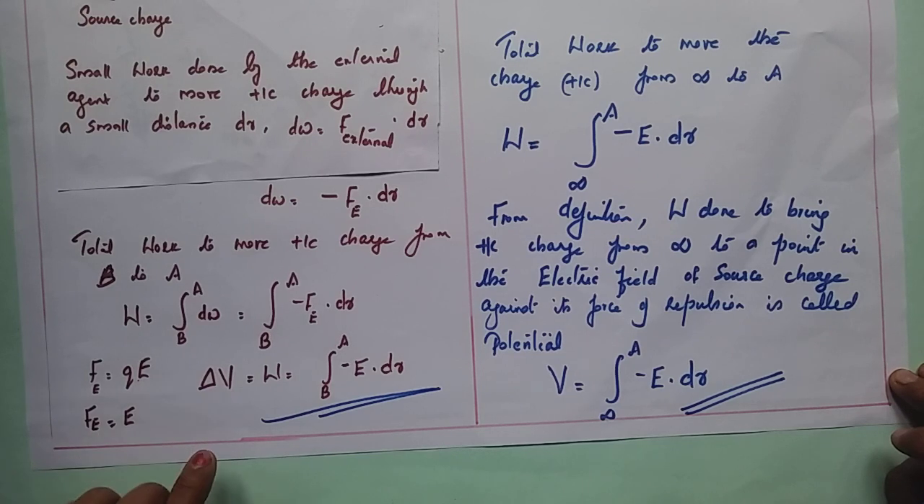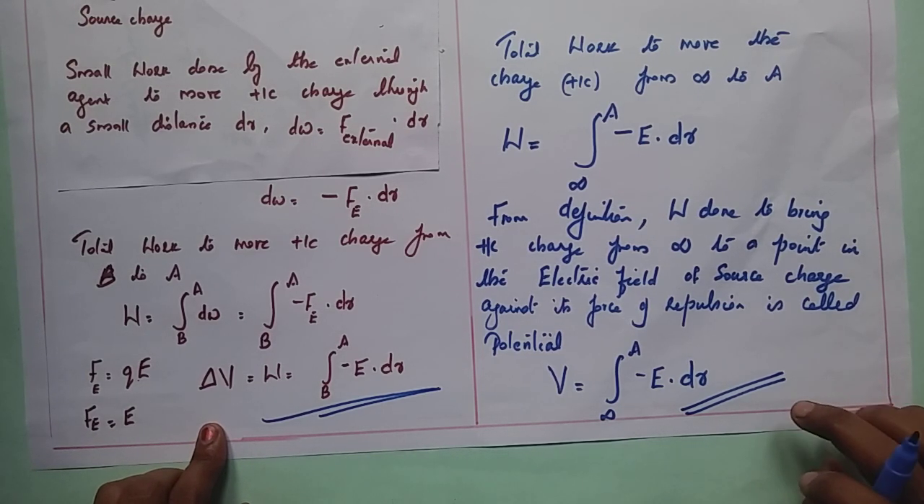So from one point to another, that is electric potential difference; from infinity to a point, that is electric potential.